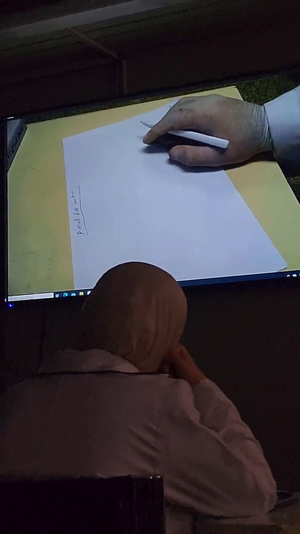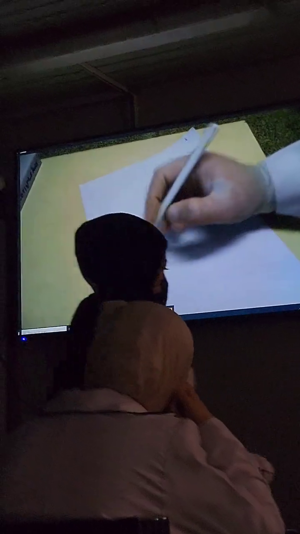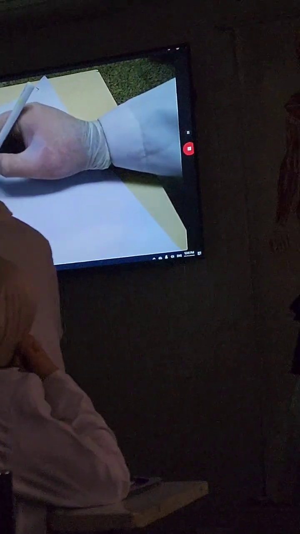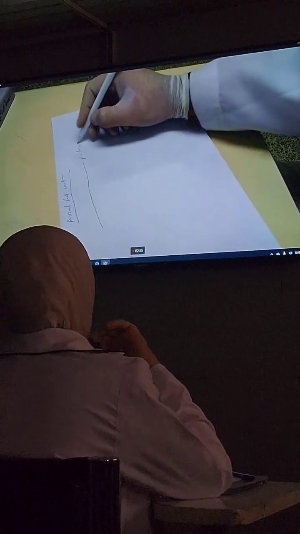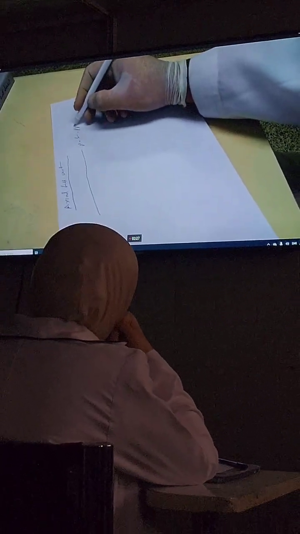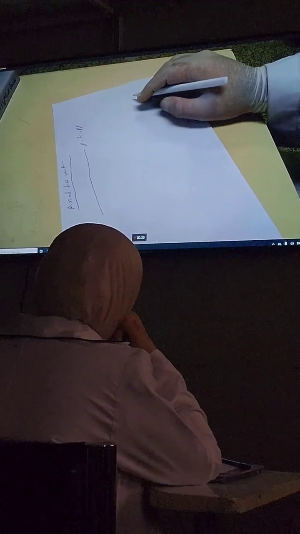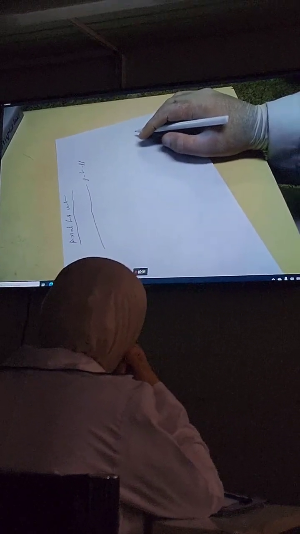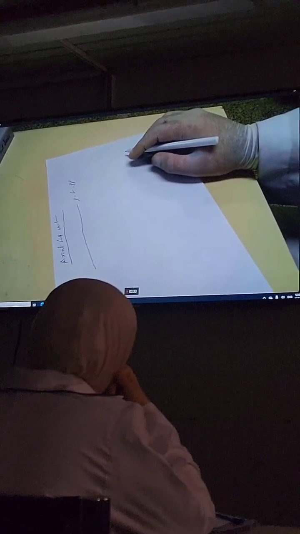So by definition, we draw this layout. This is the posterior layer of parietal peritoneum, the posterior layer of parietal peritoneum.